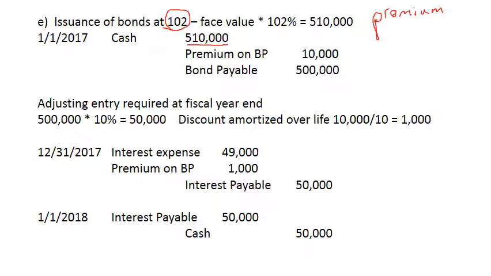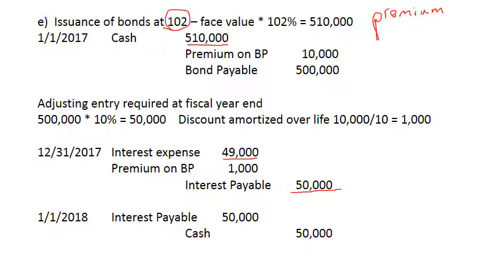So on December 31st, we have the interest payable, so that's the coupon amount, and we amortize this bond premium. So the interest expense only ends up being $49,000. So you can see, because we sold it at a premium, the cost of the financing, or the cost of the bond, is lower when it's sold at a premium than it is if it's sold at par.